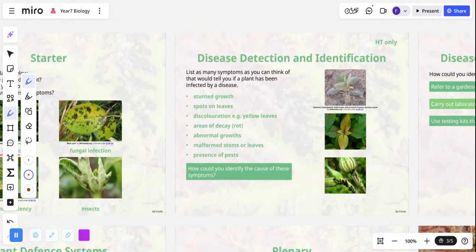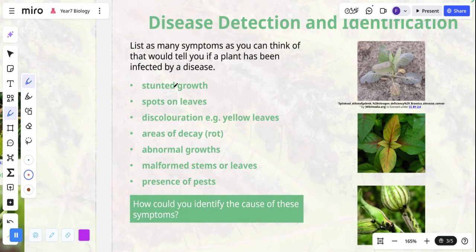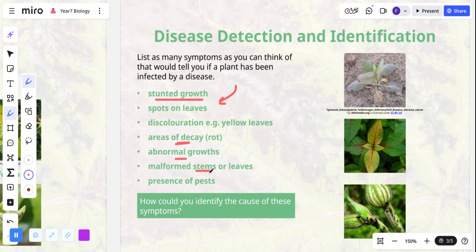So, how to identify if your plant isn't happy? Stunted growth. What that means is the plant is smaller than it should be. Spots on the leaf, that can mean things like rose black spot. Discoloration, as I said, your leaves change colour. Death and decay of part of your leaves. Unusual growth, and that means stems and leaves that are a weird shape. And sometimes presence of pests like aphids.